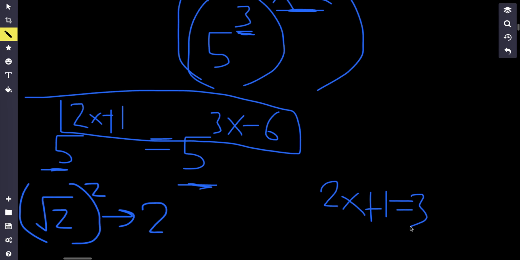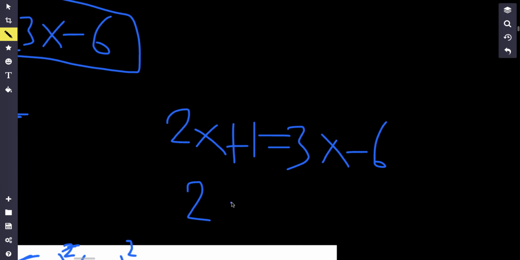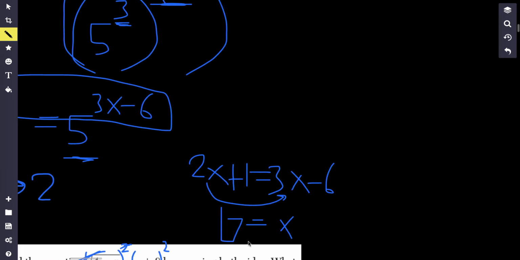2x plus 1 is equal to 3x minus 6. Kind of makes logical sense, right? If bases are equal, exponents have to be equal as well. So if I subtract, actually, I can subtract 2x from this side, so I just get x is equal to 7. That's going to be our answer.